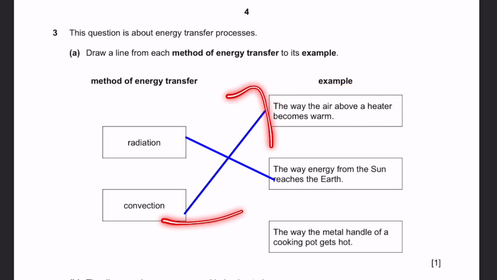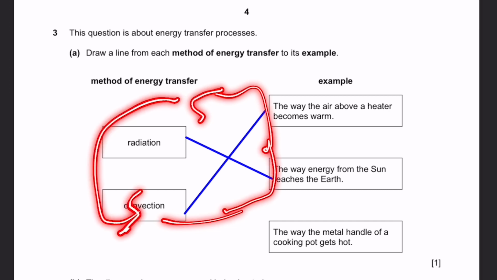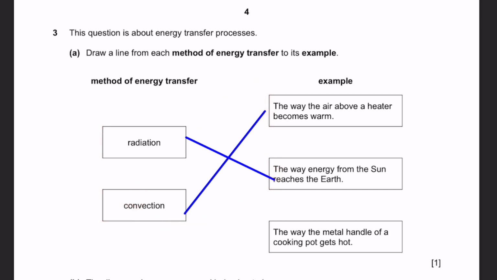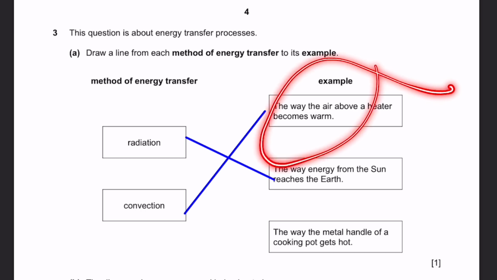Because convection is a cycle. So the thermal energy goes up, comes back down due to the density of the molecules changing due to thermal energy supply. That's why the air above a heater becomes warm.